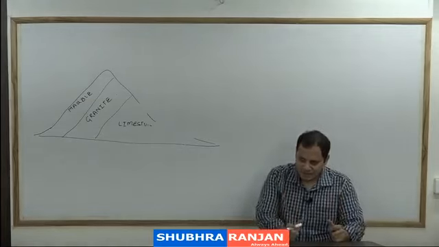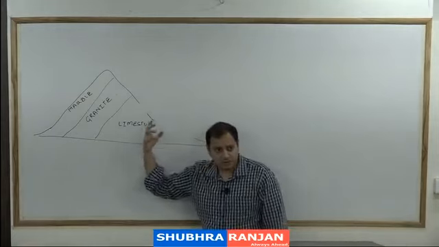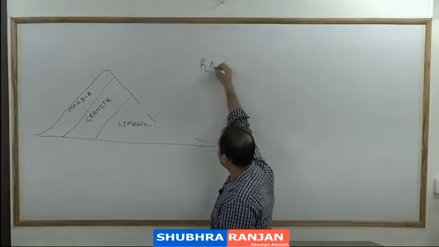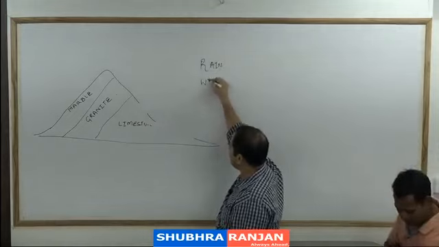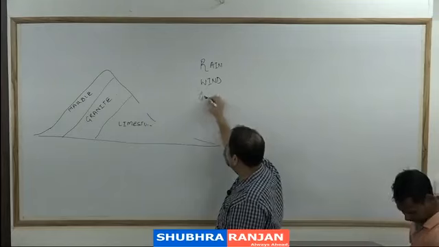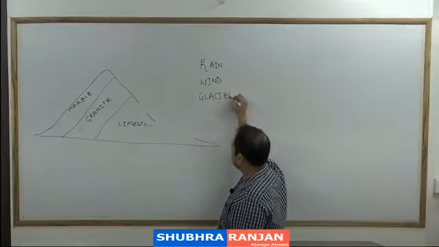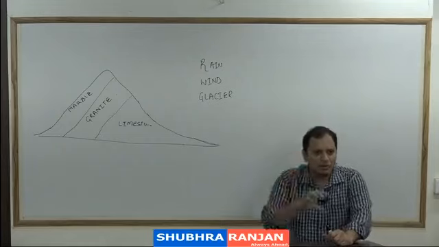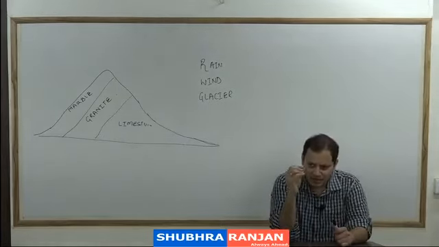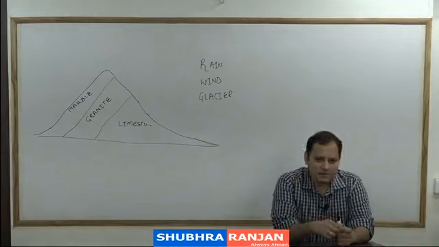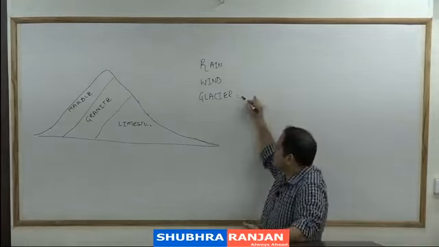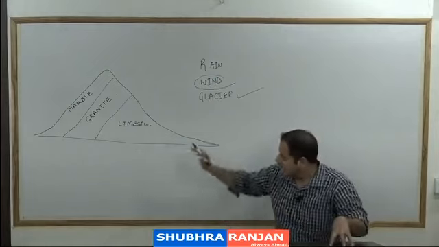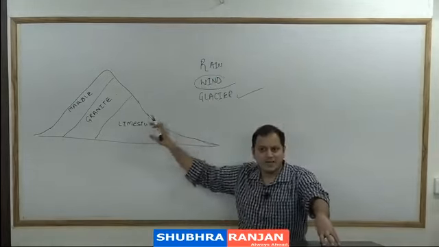In the dry conditions, if the wind is blowing, suppose there are three factors: rainfall is there, wind is there, and glacier is there. If these three are acting on this landform, which will be the most effective and which will be the least effective in eroding a landform? Glacier will be the most effective and the least effective will be winds. Winds will be the least effective. So, it again will depend upon what is the kind of rock.